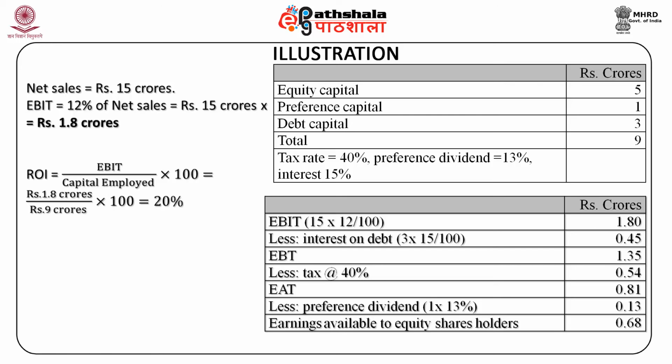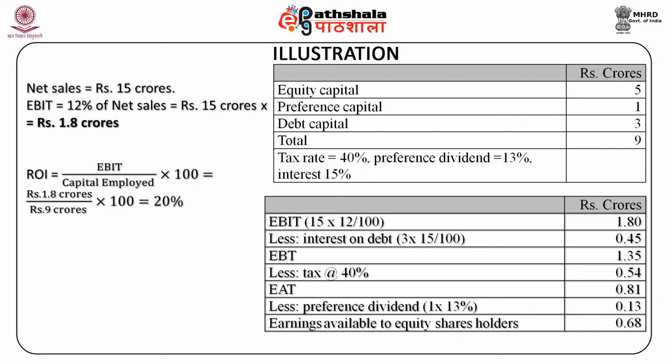Less preference dividend, 1 into 13% is 13 lakhs. Earnings available to equity shareholders is 0.68. Return on equity is equal to profit available to equity shareholders divided by equity share capital multiplied by 100. This is equal to 0.68 divided by 5 into 100, which is 13.6%.